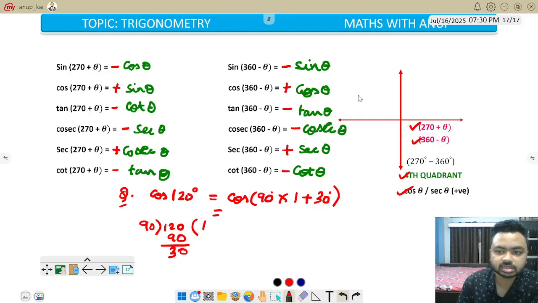So it will come out in the second quadrant. In the second quadrant, is cos positive or negative? Obviously it is negative, right? So a negative sign will come. And will my cos ratio change? It won't change. Why? Because it is an odd multiple of 90. Sorry, my mistake. As it is an odd multiple, it will definitely change. So cos will become sine, sine 30 degree, and sine 30 degree is nothing but half. So my cos 120 degree value is minus 1 by 2.